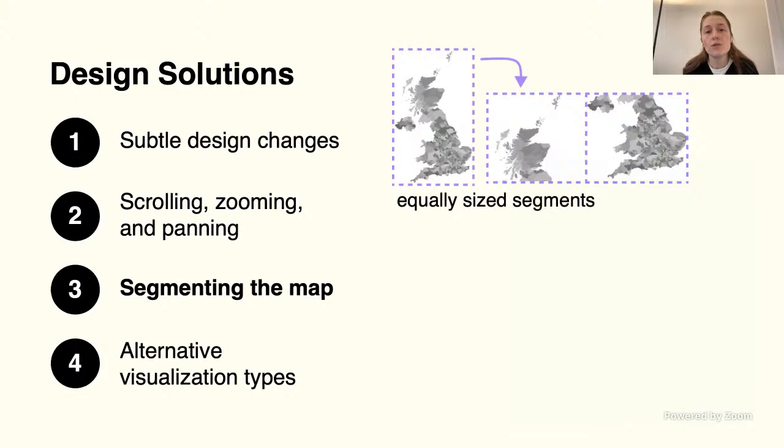The third group of techniques is segmenting the map. We found 2 different ways in which participants did this. They either used equally sized segments where they just kind of used a straight line to cut the map in half or to cut it into 3 parts, and then they rearranged those segments to better suit the aspect ratio of the rectangle or screen that they were targeting.